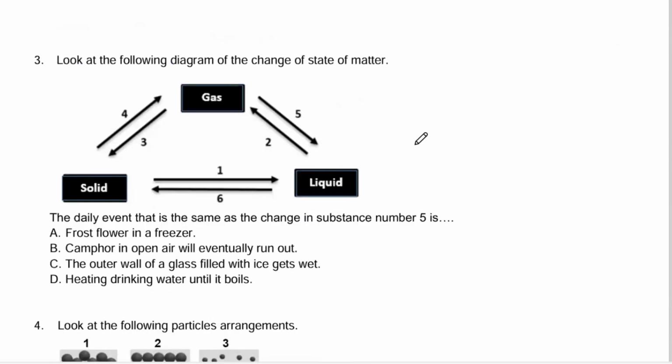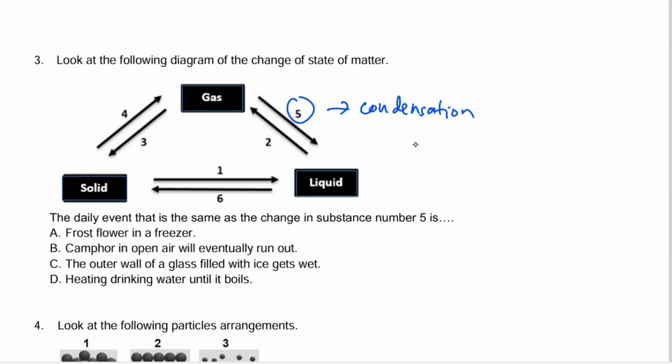Okay, question number 3, I think it's quite easy for you. You are given a diagram of the change of state of matter. We have solid, gas, and liquid there. The daily event that matches the change of state for number 5 is needed. Number 5 is from gas to liquid, so yes, this is condensation.